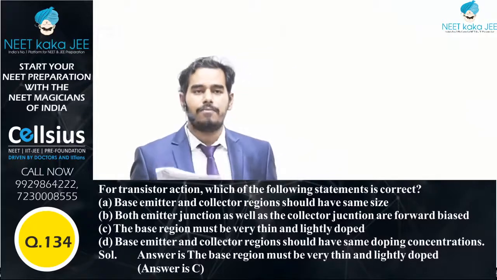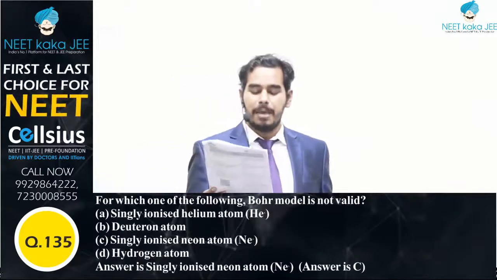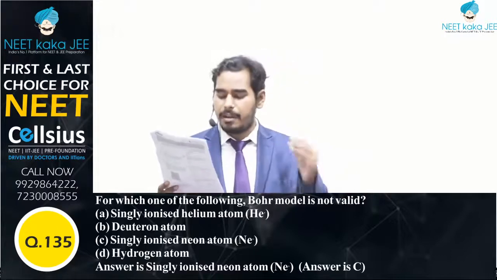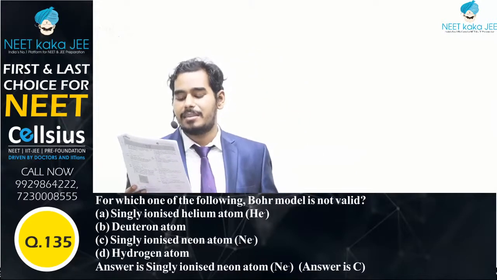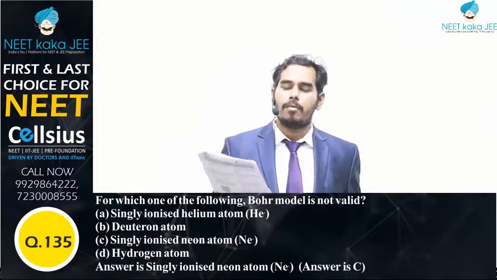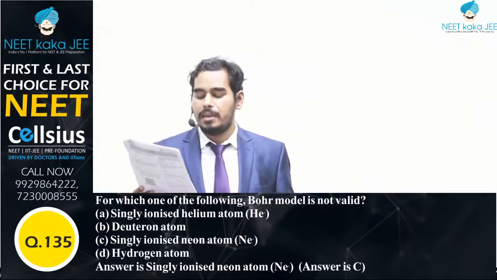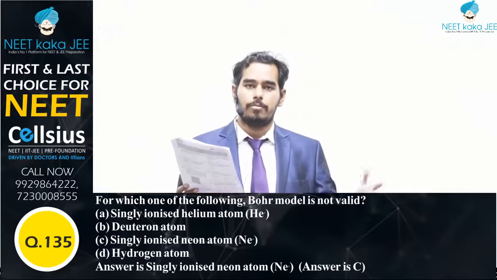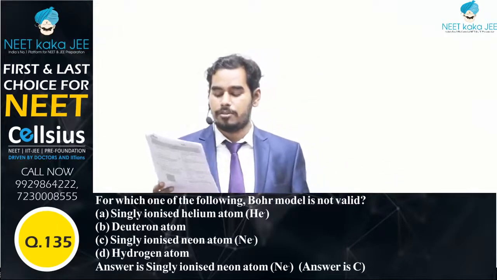Okay, and the last and final question of this paper is, for which one of the following is Bohr's model not valid? Again a very silly question. It is telling singly ionized helium atom, obviously it's going to take the form of hydrogen. For this it will be valid. It is again telling deuteron atom. Again for this it will be valid. Deuteron is an isotope, basically belonging to the hydrogen family only.